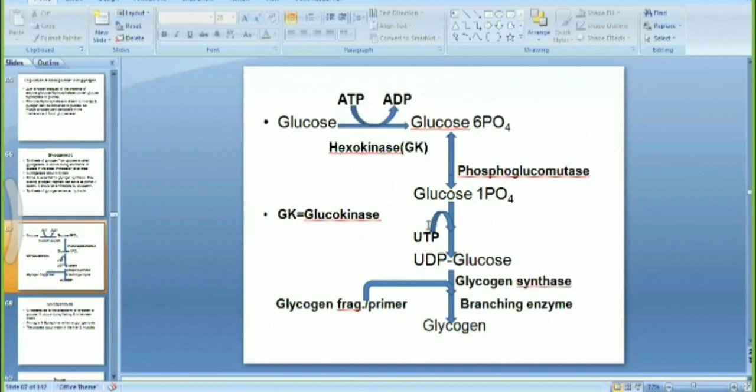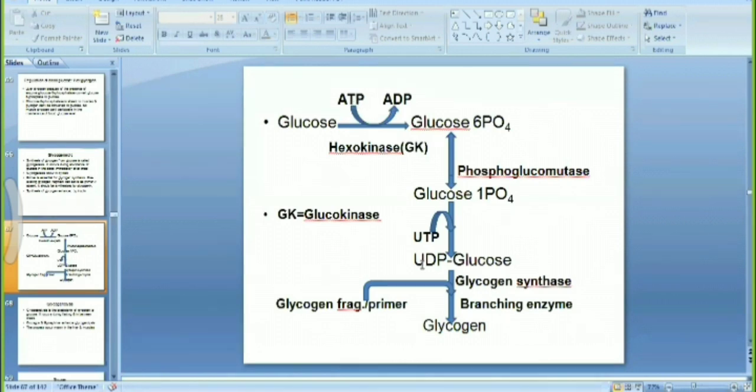Uridine triphosphate is required for glycogen synthesis. This uridine triphosphate conjugates with glucose 1-phosphate, forming uridine diphosphate glucose. Is it clear? For glycogen synthesis, there are three requirements. One is glucose, another is uridine triphosphate, and the third is ATP.